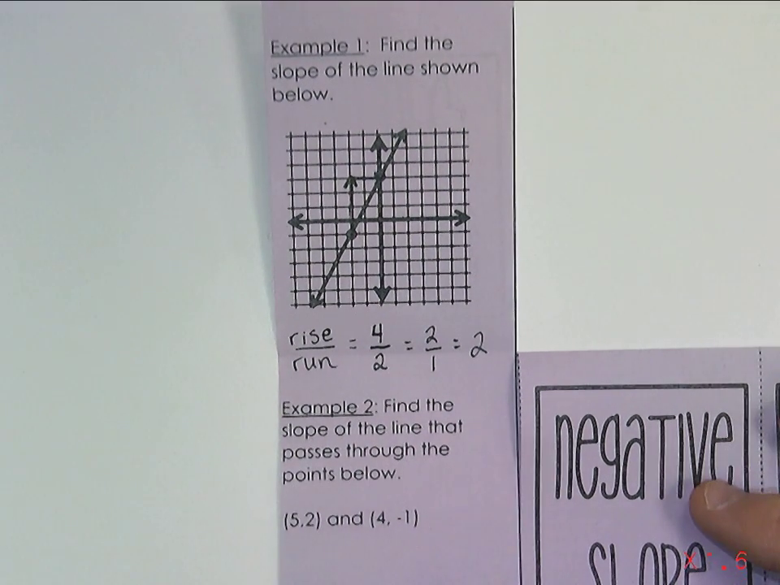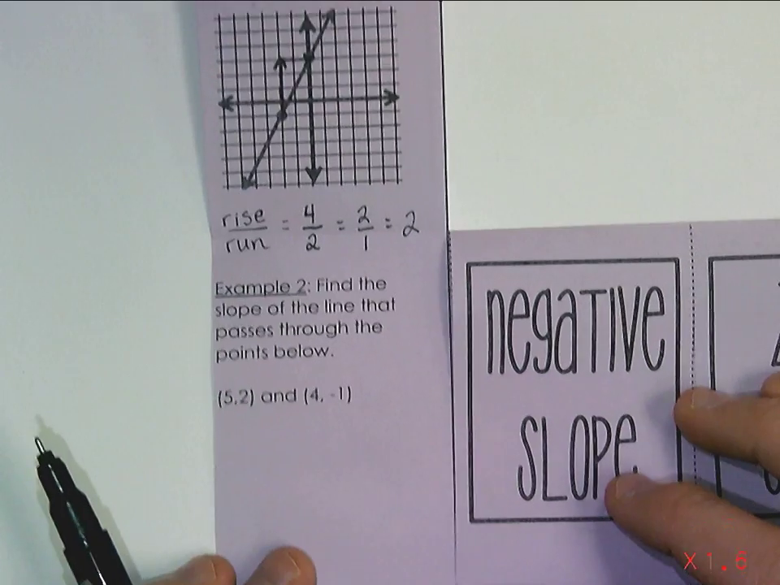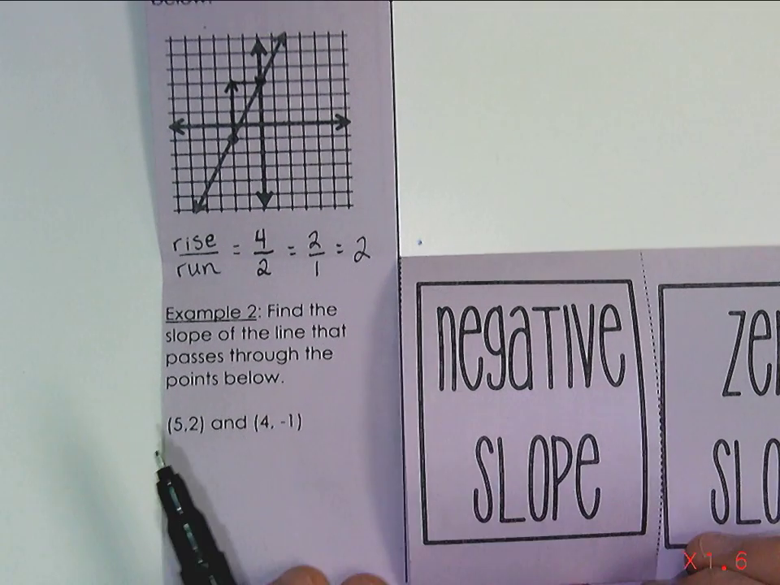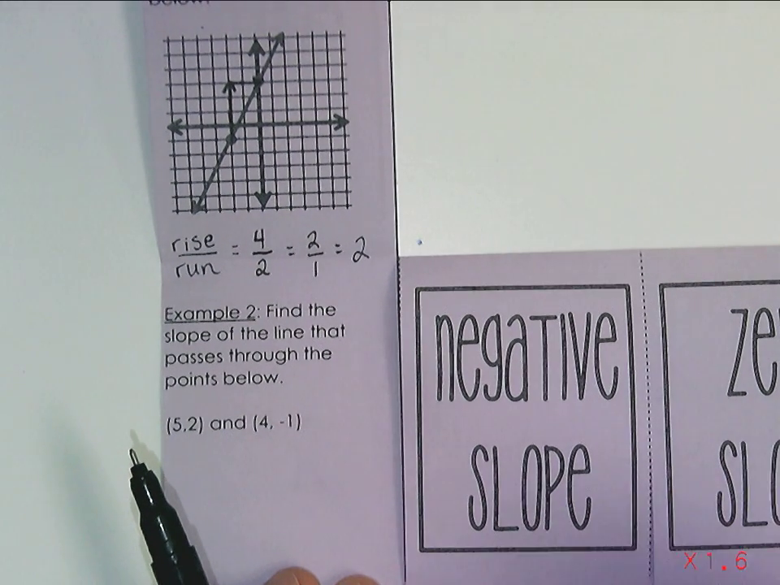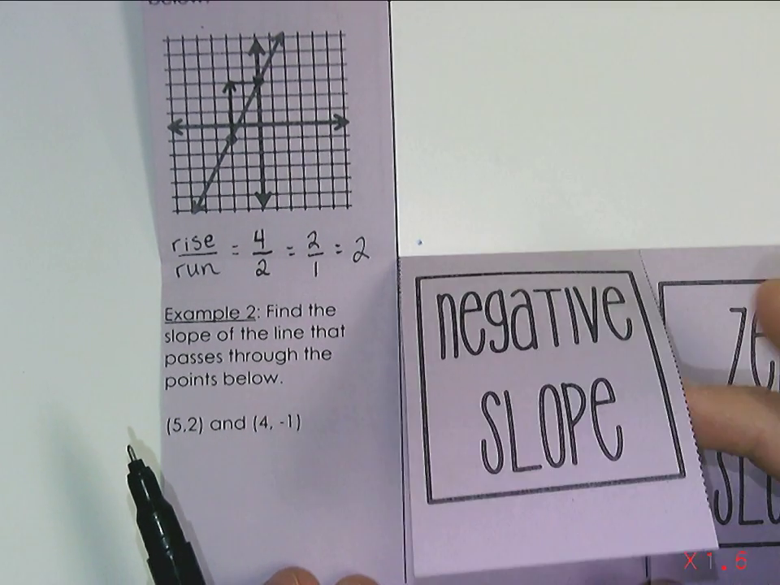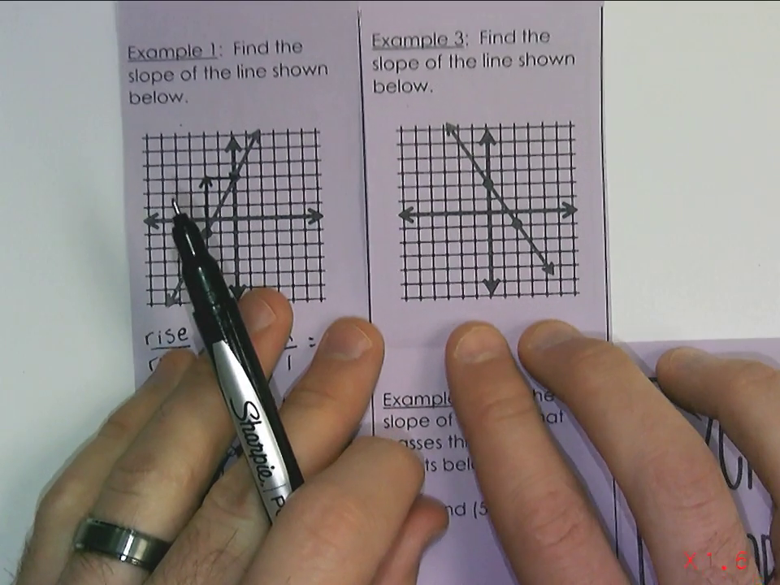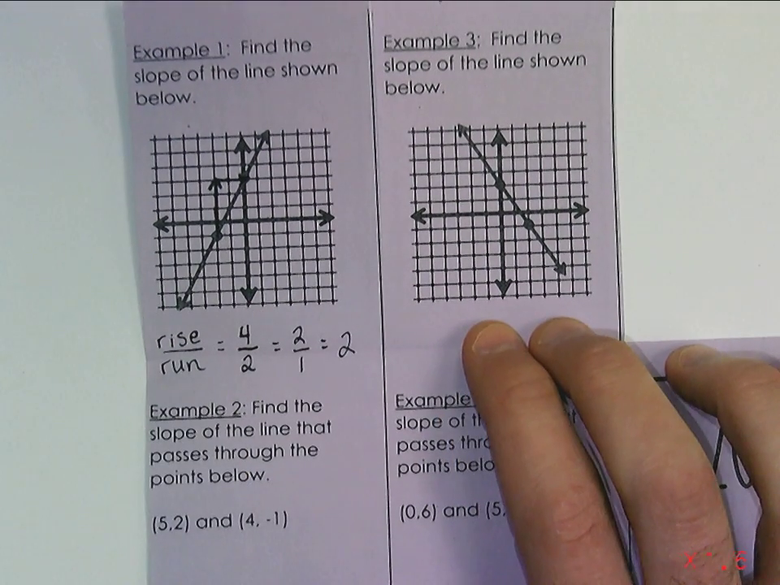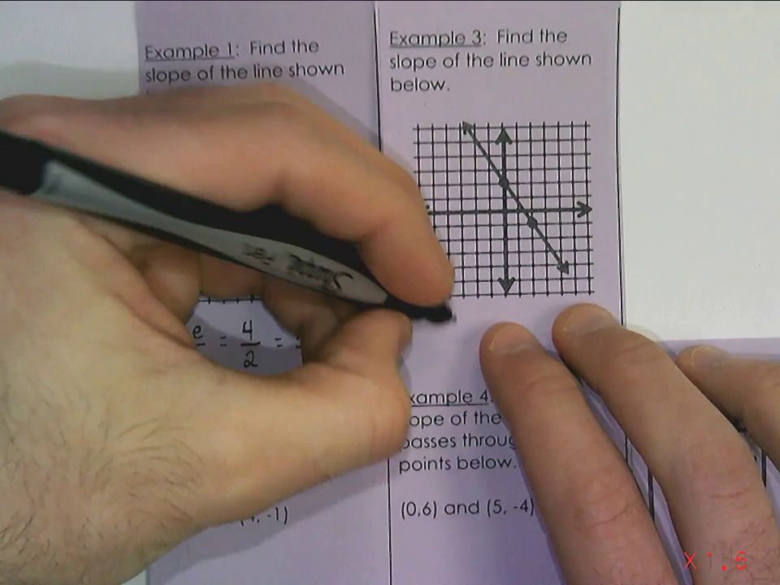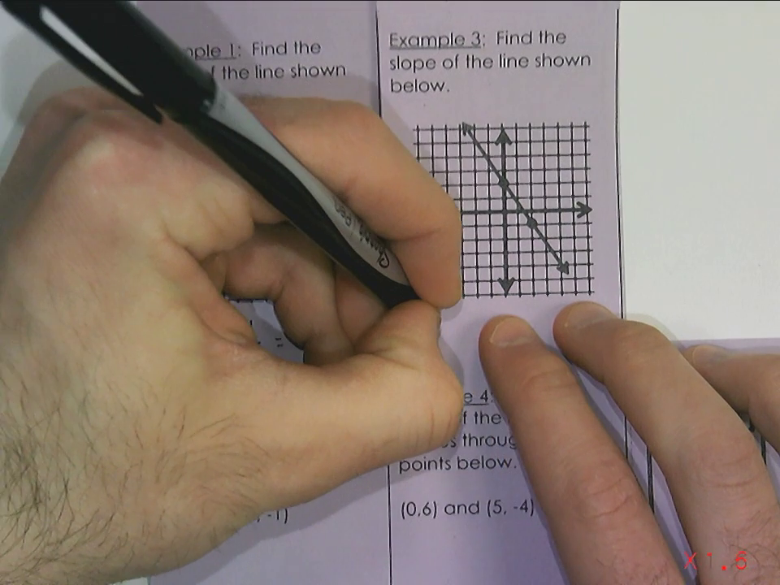We'll come back to the points later. We're going to move on to the negative slope, which we'll be doing the same exact thing, just our slope will be negative, like it says. So what we will have here then again is rise over run.